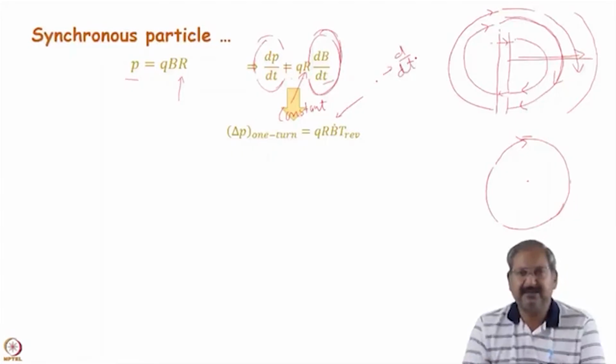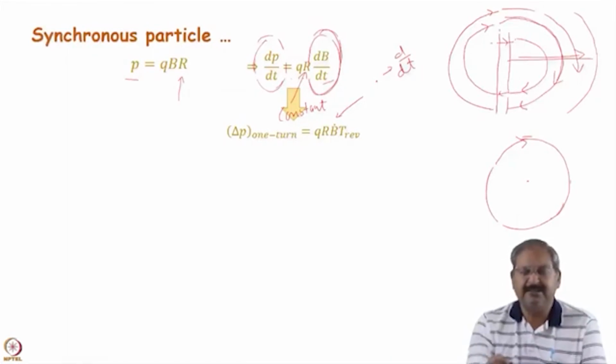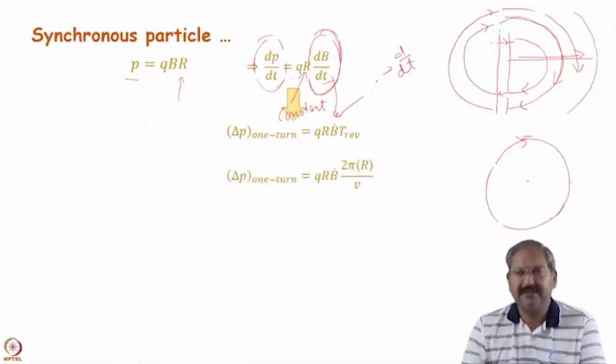Whenever in this course I use the dot, it means d by dt, and if I use the prime, it means d by ds. So dB by dt has been written here as B dot, giving QR B dot t revolution. Now t revolution can be written as L by V, and because the closed path may not be exactly circular, we take it as 2 pi times some average radius R upon V.